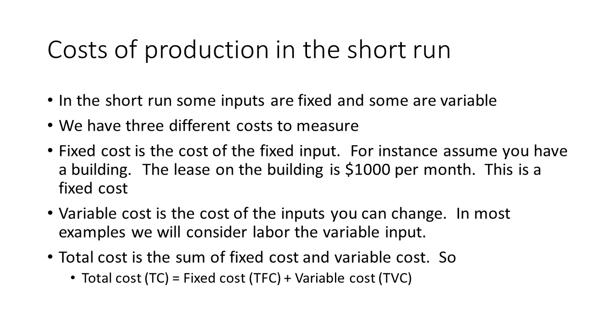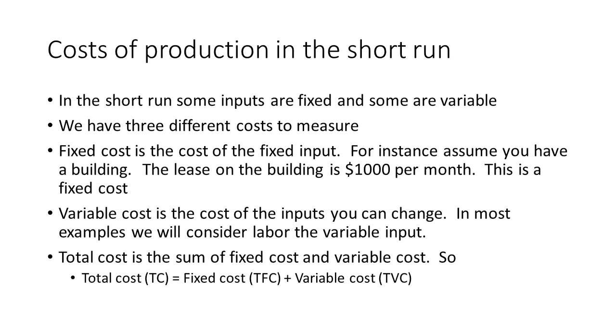What about the cost of production in the short run? Well, in the short run, some inputs are fixed and some are variable. So we have 3 different costs to measure. The fixed cost is the cost of the fixed input. For instance, assume you have a building. The lease on the building is $1,000 per month. This is a fixed cost.